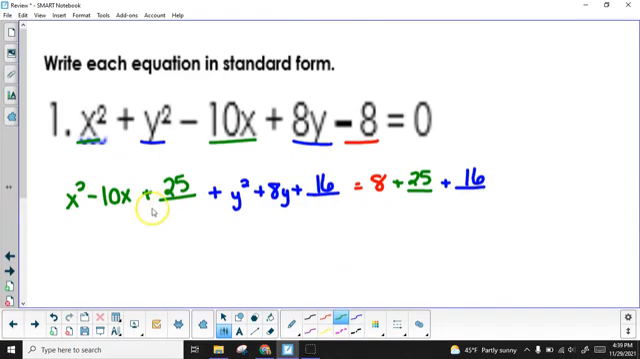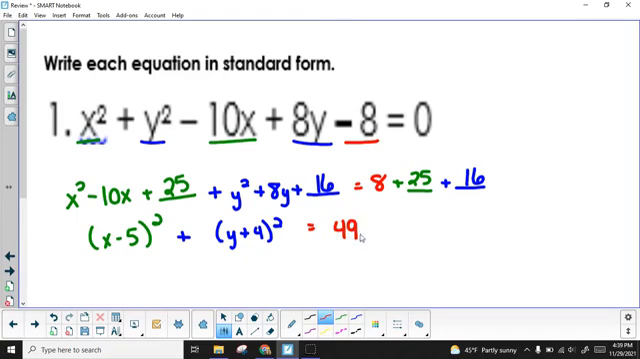Now we rewrite these as perfect square trinomials. X squared minus 10x plus 25 is equal to the quantity x minus 5 squared, and that minus 5 coming from the half of the negative 10. And this y squared plus 8y plus 16 is the quantity y plus 4 squared. And then on the right, when we add these up, 8 and 25 and 16, then we get 49.